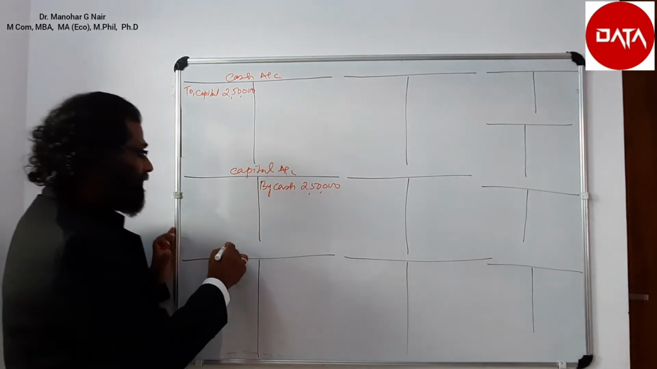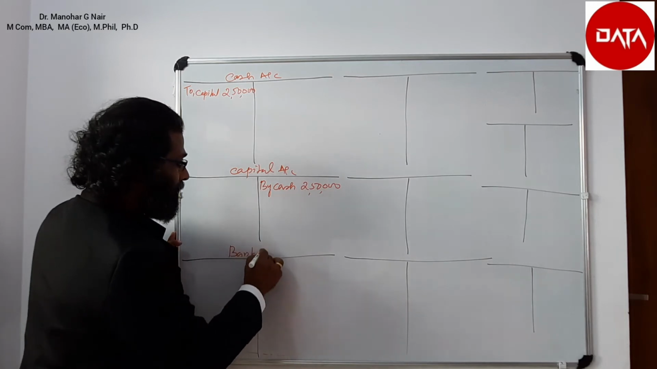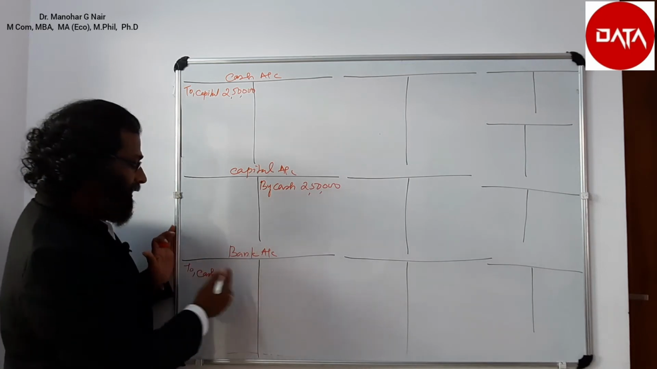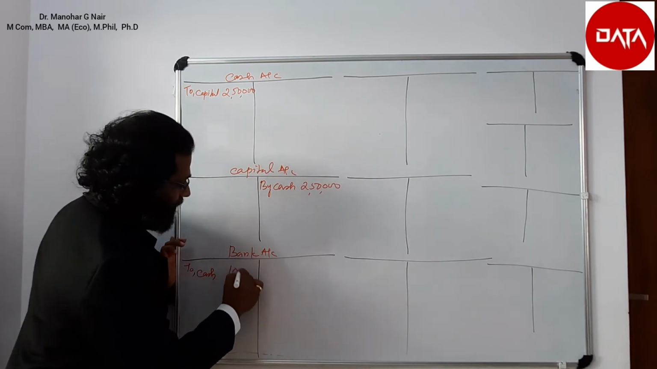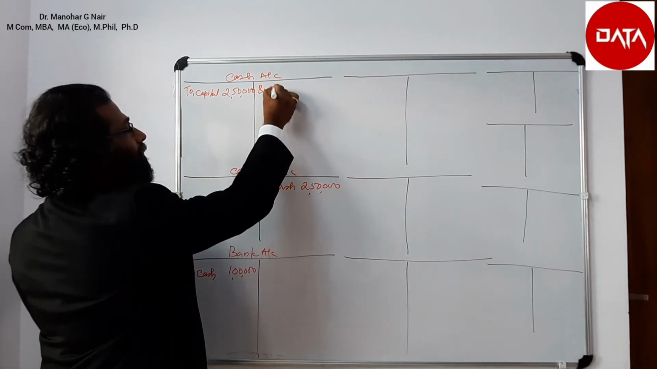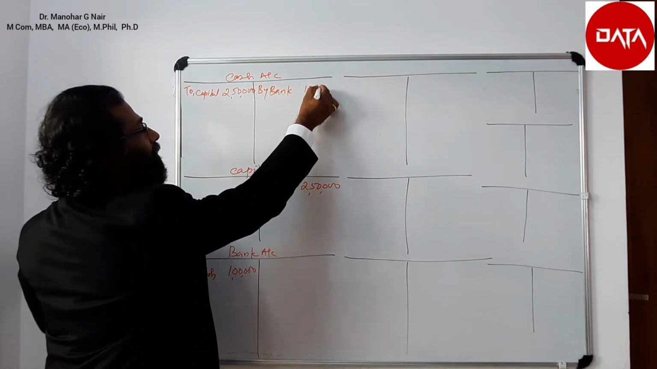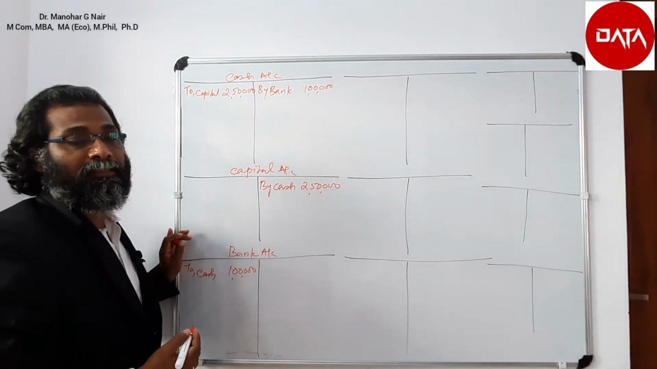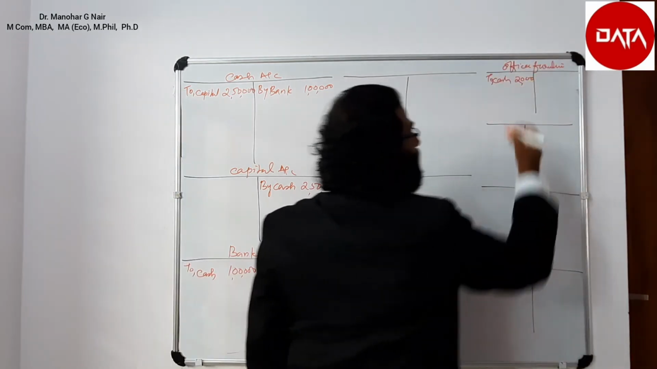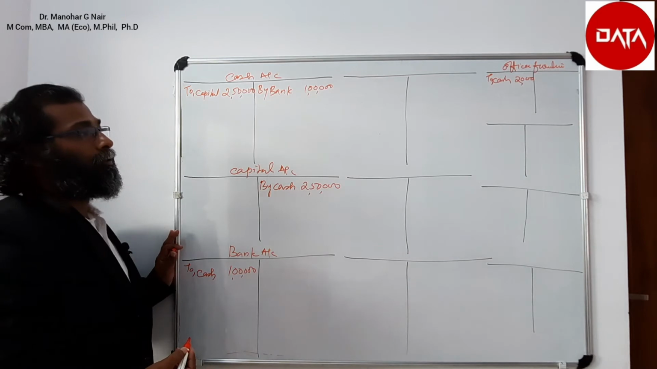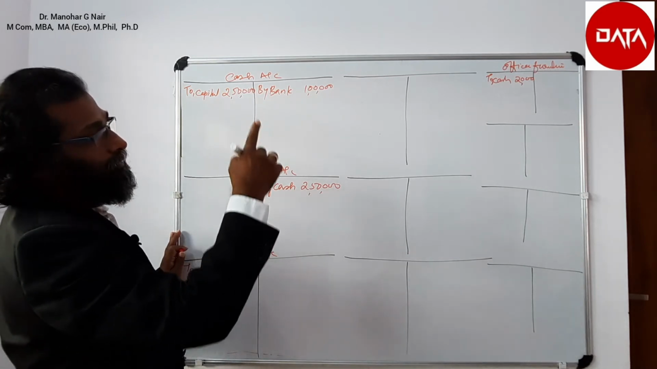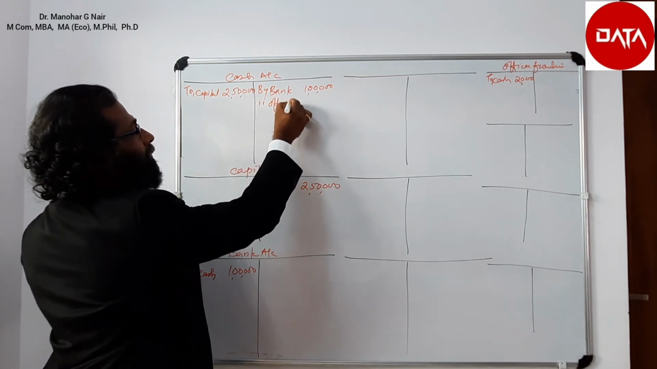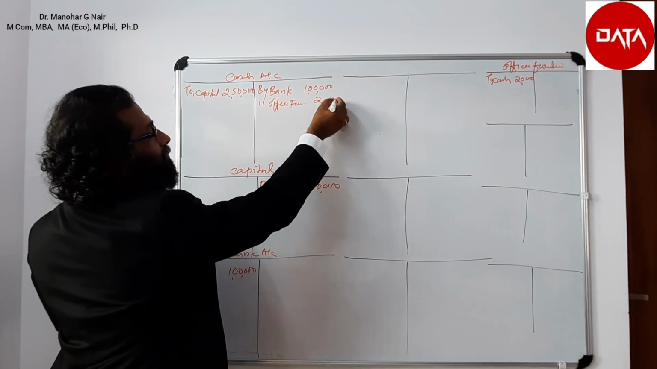We have to open another account known as bank account. Debtor to cash. We have to write on the debit side to cash, value 1 lakh. So in the cash account, by bank, 1 lakh. Now office furniture account debtor to cash. This is the third journal entry, value 2000. So in the cash account, by office furniture, 2000 rupees.